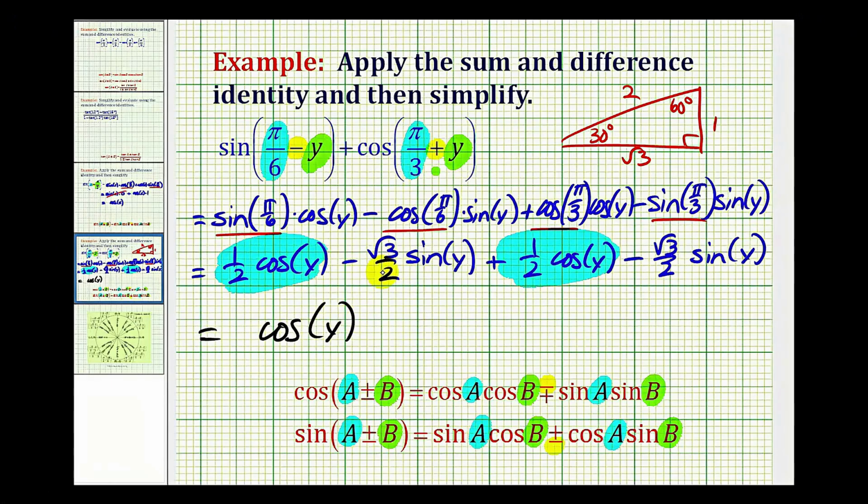Then here we have negative square root 3 over 2 sine y minus negative square root 3 over 2 sine y. So you can think of this as negative 1/2 square root 3 over 2 and another negative 1/2 square root 3 over 2. So that's going to be negative 2 square roots of 3 over 2, or just negative square root 3 times sine y. And now we've applied the identities and simplified.